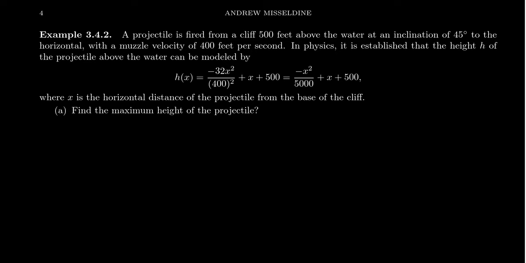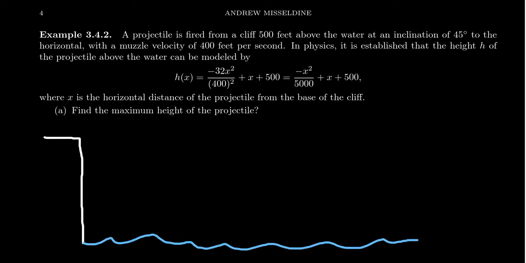So imagine a projectile is fired from a cliff that is 500 feet above the water. So we see something kind of like the following. We have this cliff, and then there's some water below. And this cliff is 500 feet above where the water is below. And we're going to shoot with an inclination of 45 degrees.